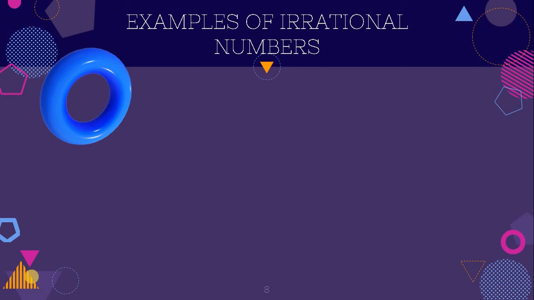So what are examples of irrational numbers? That is square root of 2, square root of 3, and pi. Remember, these are square roots of numbers that are not perfect squares. Examples of perfect squares are 4, what else? 16, 36. These are numbers that are perfect squares. So for numbers that are not perfect squares, the square root of it gives you irrational numbers.